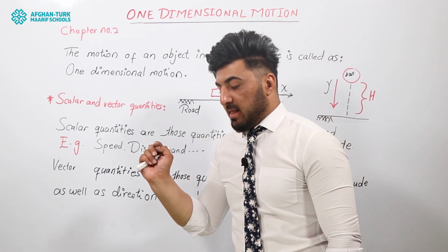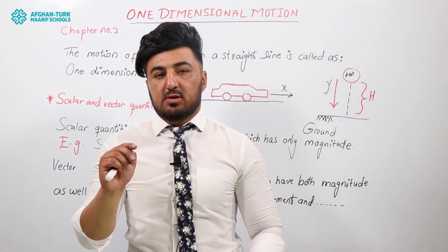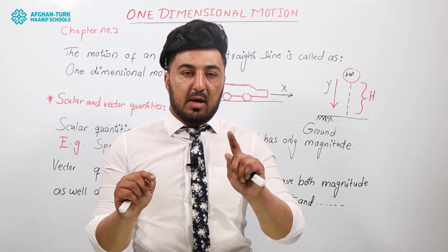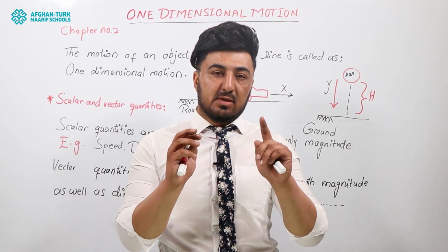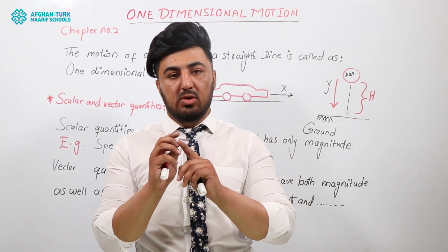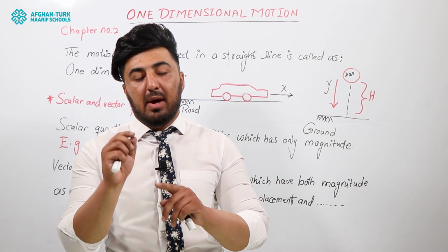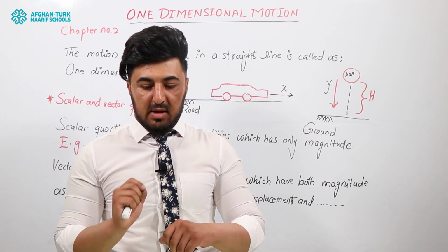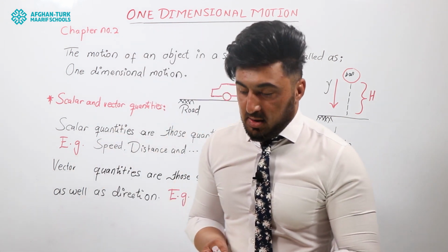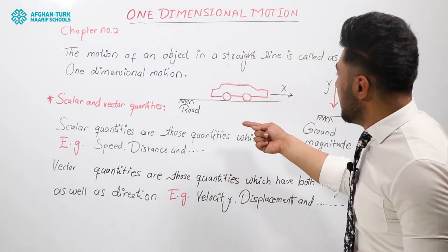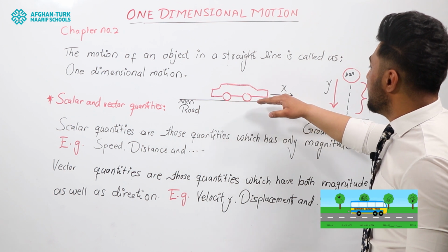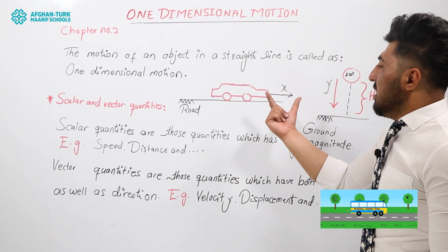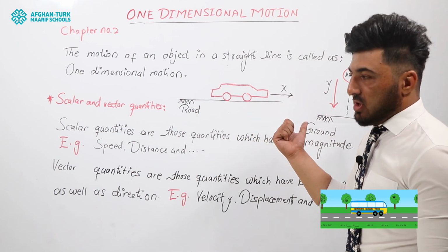It means the object should move only in one axis. It could be the x-axis or y-axis or z-axis, but it should move only in one axis. As an example, you can see that this car is moving on this straight road. This is called one-dimensional motion.